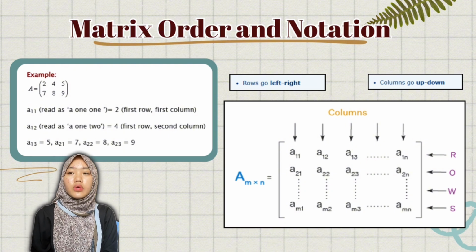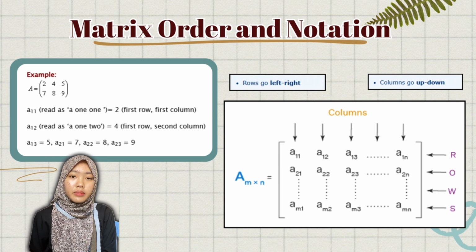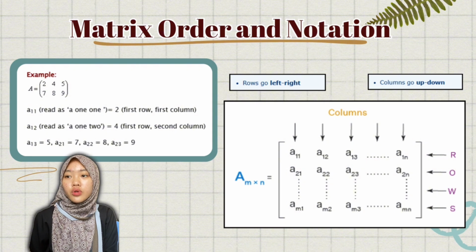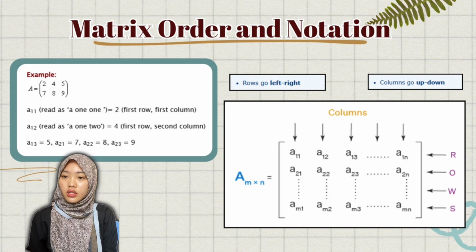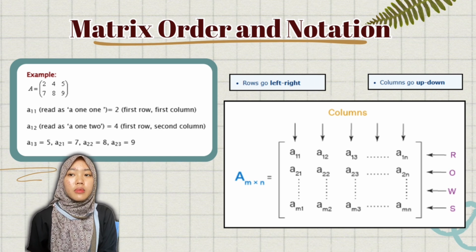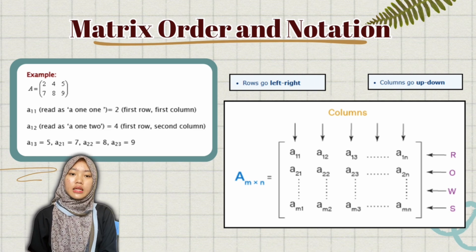So for the example that we can see, for the matrix A, A11 is read as A one one, which is the element number 2, in the first row and the first column. Then A12 is the element of number 4, for the first row and the second column. A13 is the element of number 5. A21 is the element of number 7. A22 is the element of number 8. And A23 is the element of number 9.